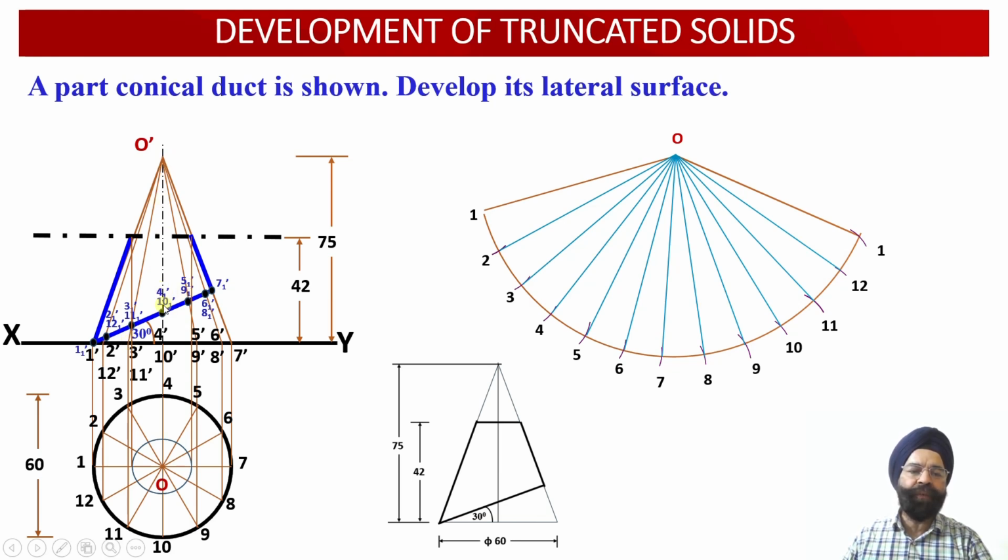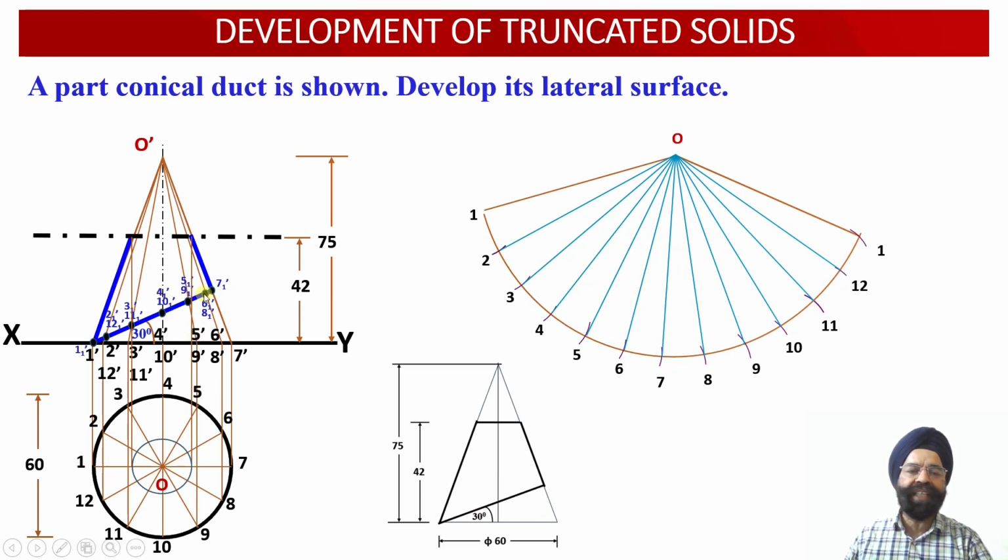Similarly, next 2 points of intersection, 41 dash and 10 dash, have been obtained on the apparent length of the slant generators O dash 4 dash and O dash 10 dash over here. Similarly, the points of intersection 51 dash and 91 dash have been obtained by virtue of intersection of the cutting plane with the slant generators O dash 5 dash and O dash 9 dash over here.